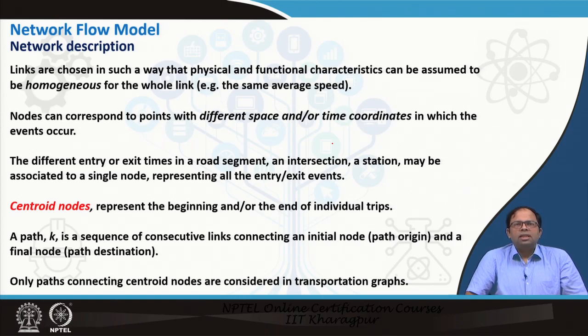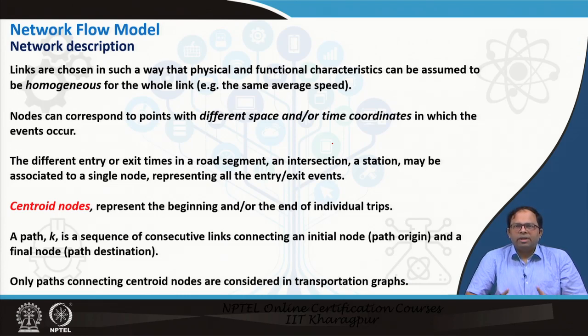Links are chosen in such a way that physical and functional characteristics can be assumed to be homogeneous for the whole link, for example the same average speed. If you find a corridor with multiple intersections, but that stretch is more or less the same and there are not too many connections from other centroid zones in between, we can make it into one single link as well. In most cases we will do it from signal to signal, or from one intersection to one intersection.